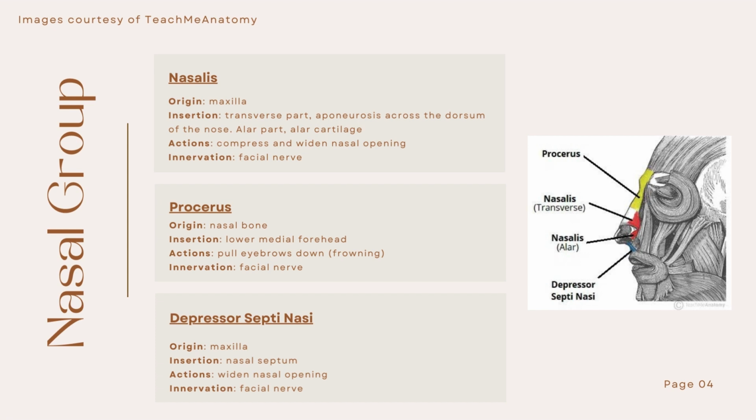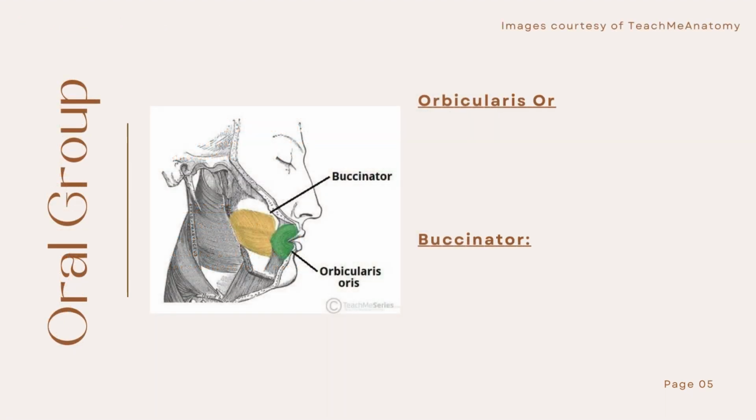We then have the procerus, which is the most superficial nasal muscle, and it originates from the nasal bone and inserts into the skin on the lower medial forehead. The action is to pull the eyebrows down, again creating that frowning expression, and the innervation is again the facial nerve, again the buccal branches. Finally, we have depressor septi nasi, and it originates from the maxilla and inserts onto the nasal septum. The action is to pull the nasal septum to widen the nasal opening. It assists the alar part of nasalis with this, and the innervation is the facial nerve, more specifically the buccal branches.